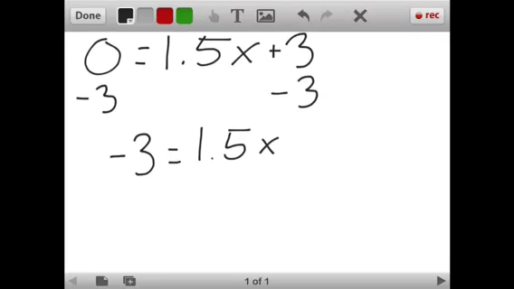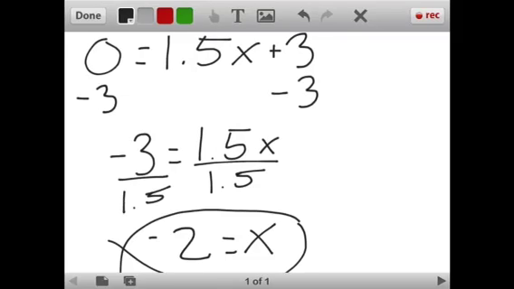The next step is you have to set your other factor in the original equation equal to 0. 0 equals 1.5x plus 3. You subtract 3 on both sides to get rid of the positive 3 and you end up with negative 3 equals 1.5x. Next you have to divide by positive 1.5 and in the end you get negative 2 equals x.